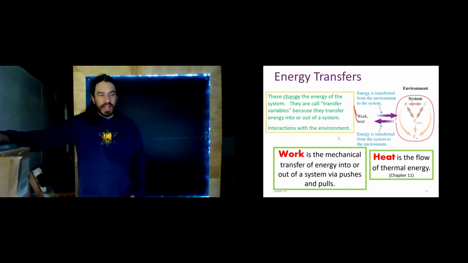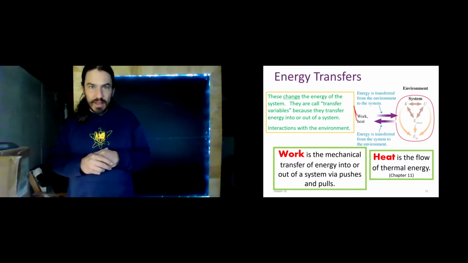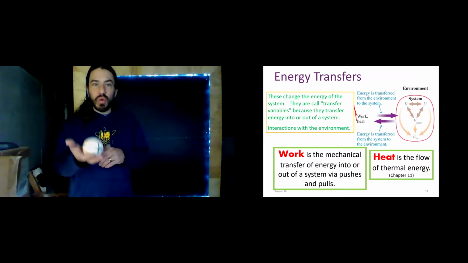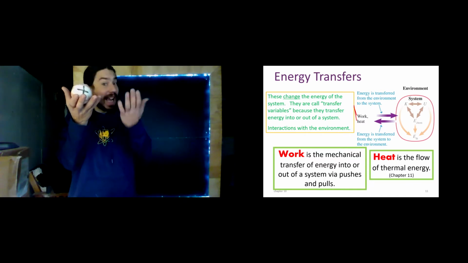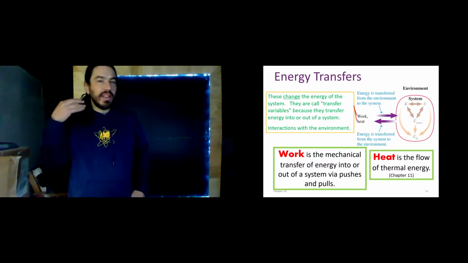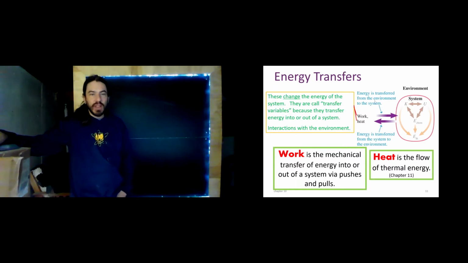So these two things, work and heat, change the energy of the system. They're called transfer variables because they transfer energy into or out of the system. And so work and heat define how, energetically, the system interacts with the environment. And just like something doesn't have heat, the ball does not have work. I can do work on it and give it some potential energy. So it can have potential energy. It does not have work. Why? Because these are transfer variables. It's how we move energy into or out of the system. They are not properties of the system itself.